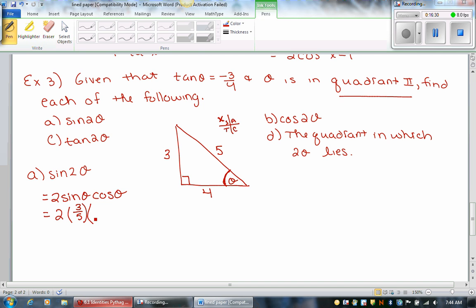Cosine is adjacent over hypotenuse, or 4 over 5. And we know in the second quadrant, cosine is negative, so that becomes a negative 4/5. So when we go through and multiply this all together, we get 2 times 3, which is 6, times 4 is 24. We'll make that a negative. And 1 times 5 is 25. So that tells us that sine of 2 times the angle theta is negative 24 over 25.